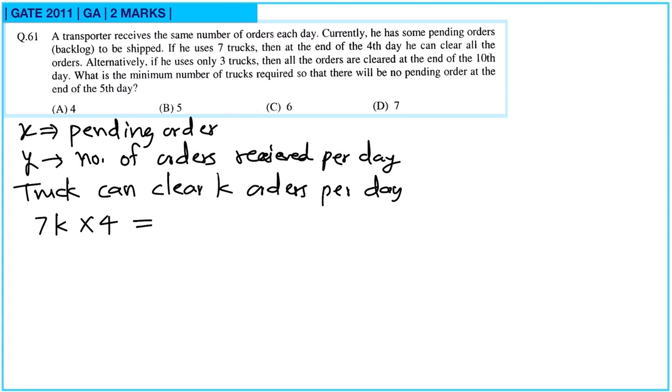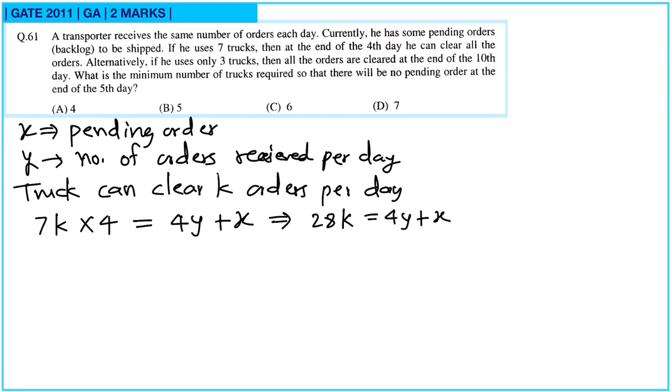This many orders will be transported, and in 4 days the number of orders received will be 4 into y and the pending orders are x. So 7k into 4 is equal to 4y plus x. So that gives you 28k is equal to 4y plus x.